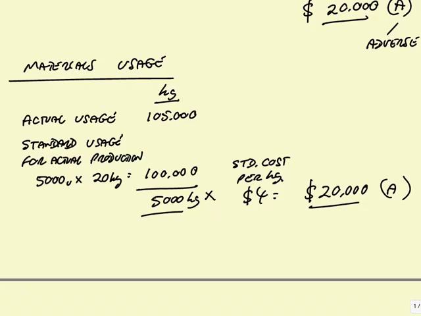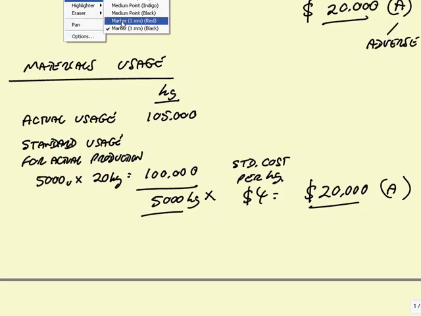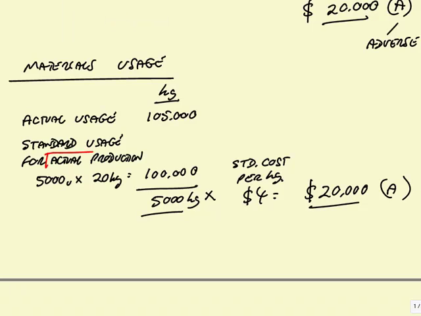All right. Before we carry on and look at the others, a couple of things to watch for. The usage variance. Do remember and learn. You're comparing what you used, the actual usage, with what you should have used for the actual production.